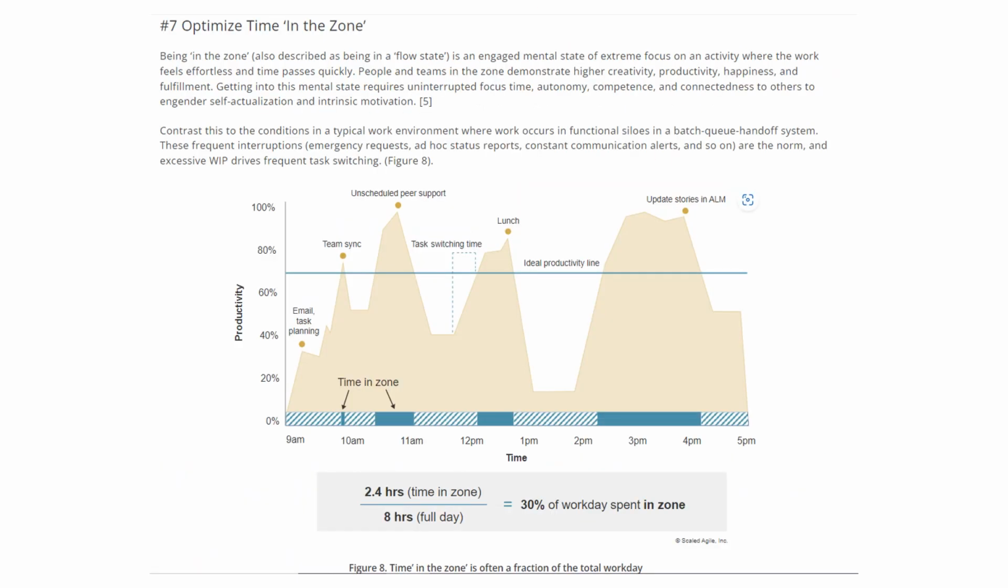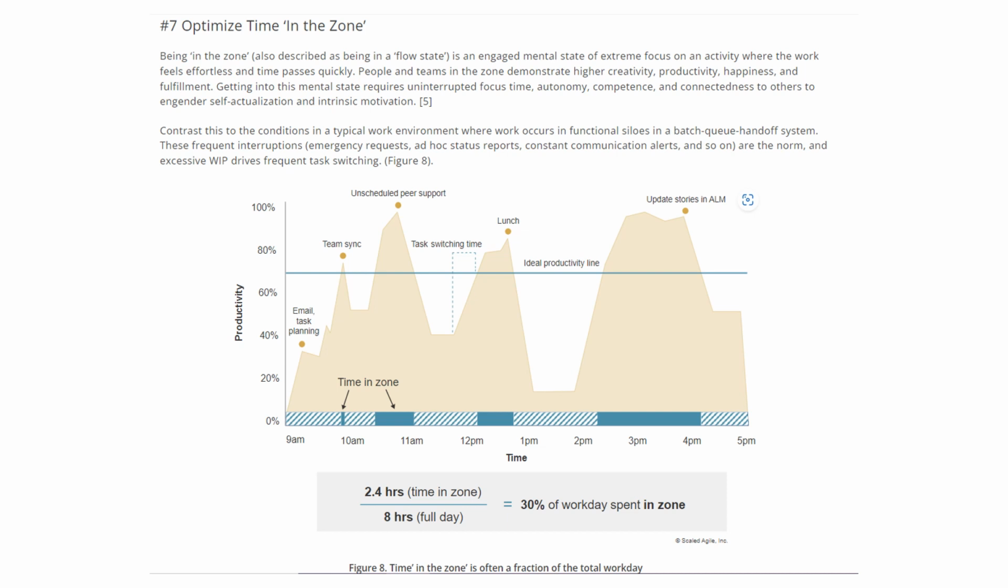Seventh accelerator is optimize time in the zone. Let us understand what is time in the zone. Being in the zone is an engaged mental state of extreme focus on activity where the work feels effortless and time passes quickly. People and teams in the zone demonstrate higher creativity, productivity, happiness, and fulfillment. Getting into this mental state requires uninterrupted focus time, autonomy, confidence, and connectedness to others to engender self-actualization and intrinsic motivation.